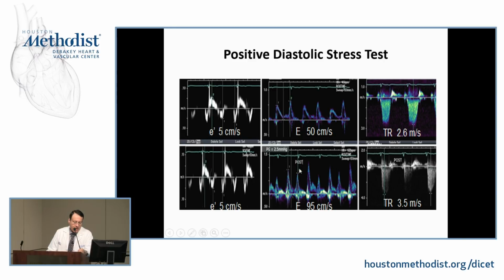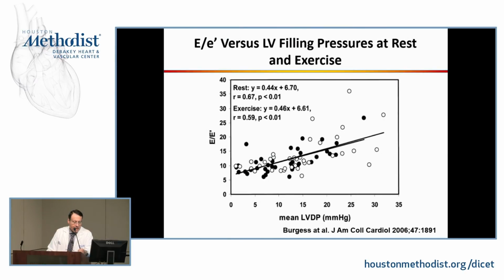The mitral E goes up from 50 to 95. You can even identify that L velocity. And notice now you have a much higher E to E prime ratio, clearly more than 14. The peak TR goes to 3.5, or 49 millimeters of mercury. So this is a patient who has heart failure with preserved EF, normal pressures at rest, but with exercise, you uncover the abnormal diastolic function.